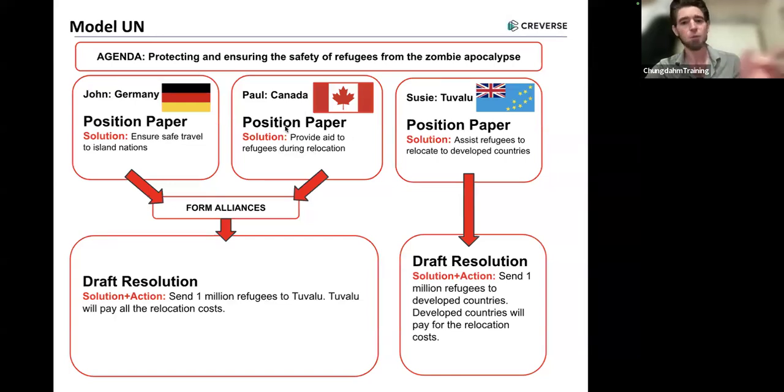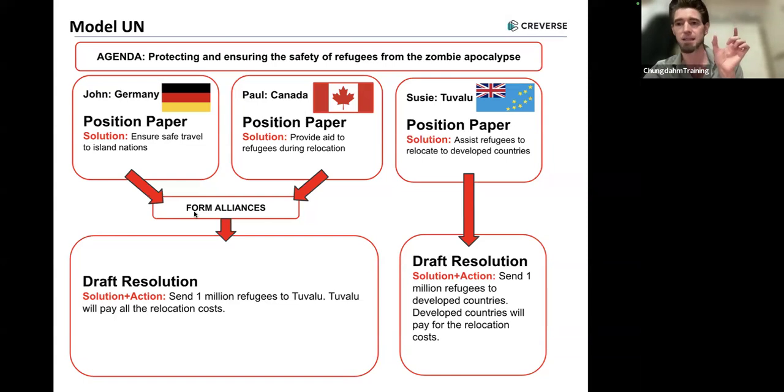All right. So once all the students have read their position papers, they're going to have what's called an unmoderated caucus. That's just a fancy way of saying that they're now going to start forming alliances. So perhaps Germany and Canada, after hearing each other's position papers and those solutions, will be like, hey, man, I like the way you think. Your solutions complement mine, or your solutions work well with my country. So those 2 countries might likely form an alliance together, okay?